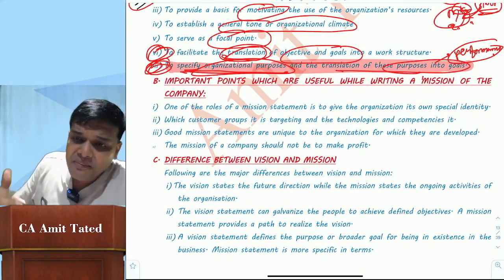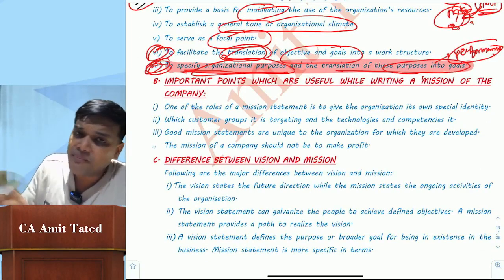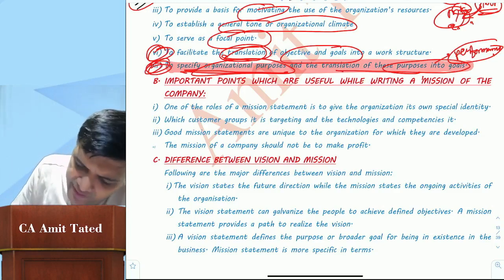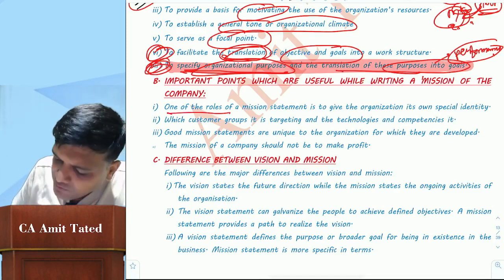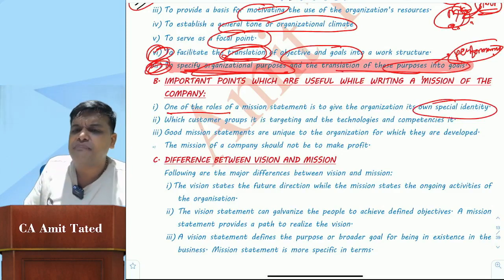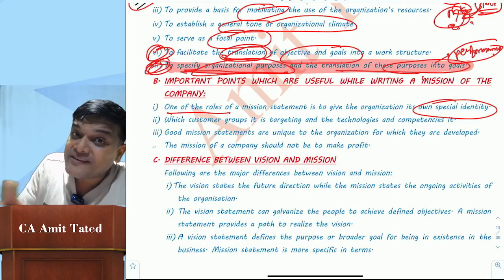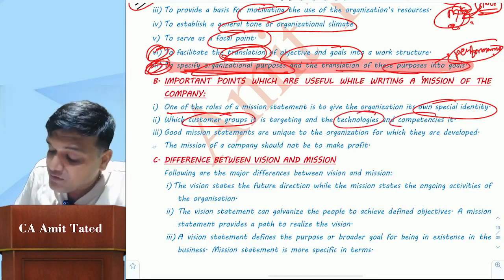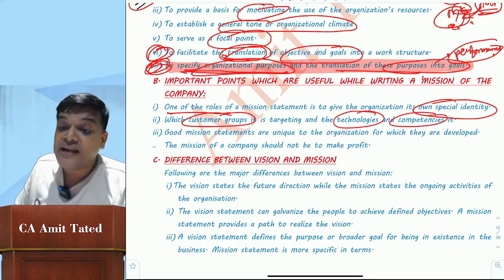for a company. If I'm writing a mission for a company, याद रखना mission should be unique. Yes, we need to do it. That is a unique point. Okay, so याद रखना, one of the roles of mission, it should be giving a special identity of the company. Second, which customer group it is targeting, it should be focusing clearly. So what is the customer group? Okay, what are the technologies which you are using, which are core competency which are focusing, that should be focused.